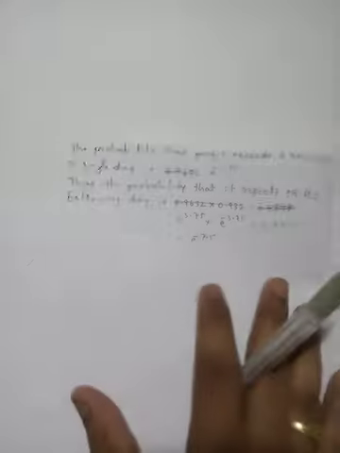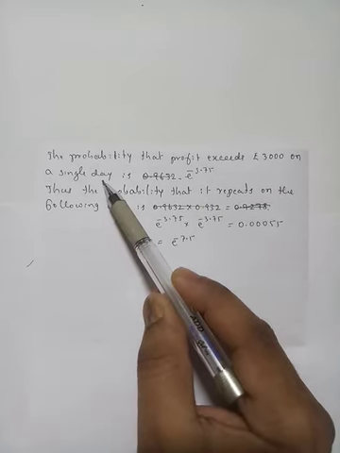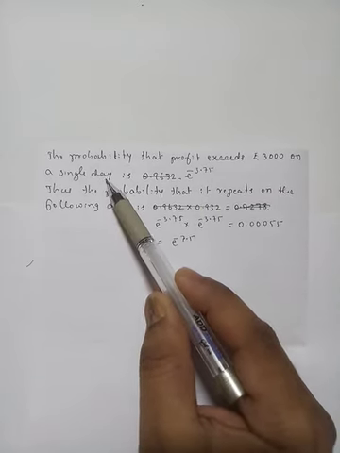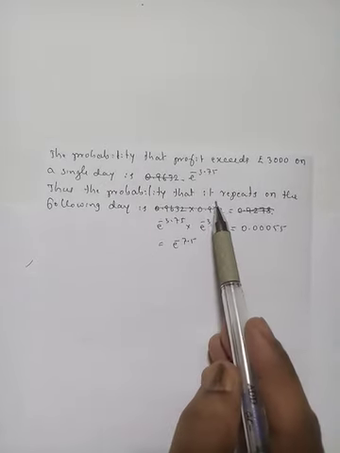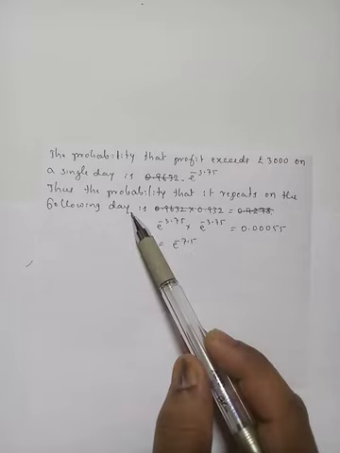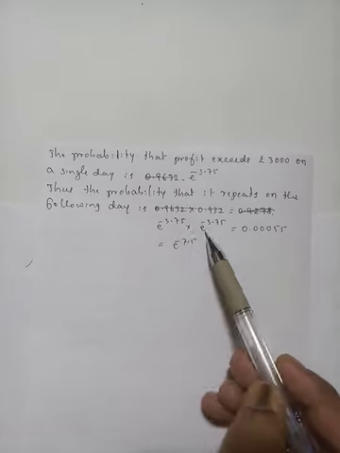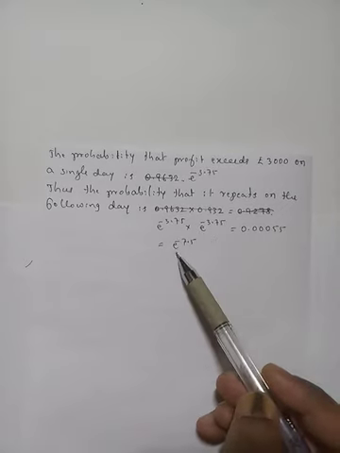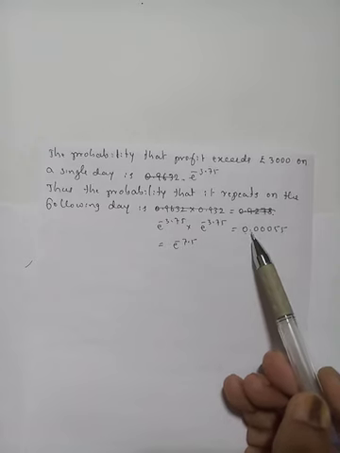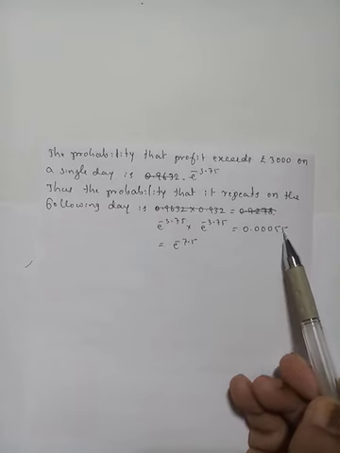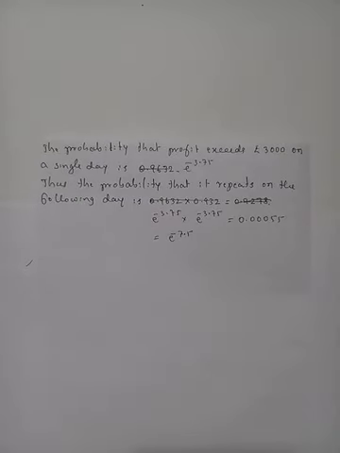This e to the power minus 3.75 is for a single day, but the question is for 2 consecutive days. Therefore, the probability that it repeats on the next following day is the same, so we take the product of the two. Therefore the answer is e to the power minus 7.5. In terms of numerical value, 0.00055. So these are the problems on the exponential distribution. Thank you.